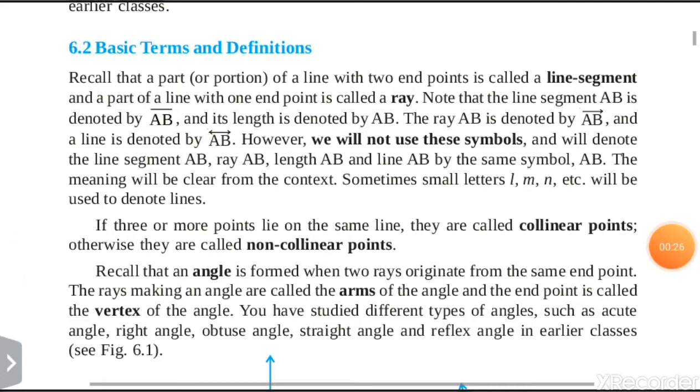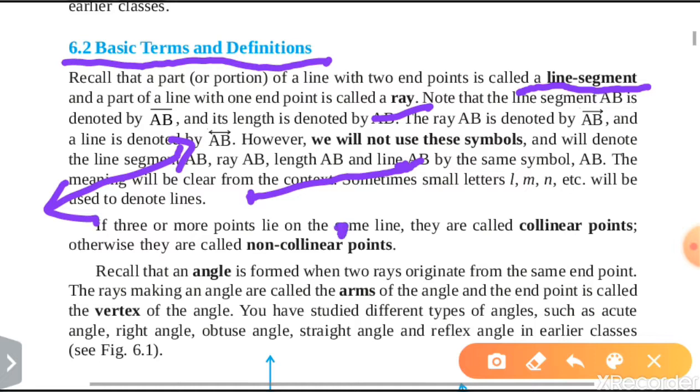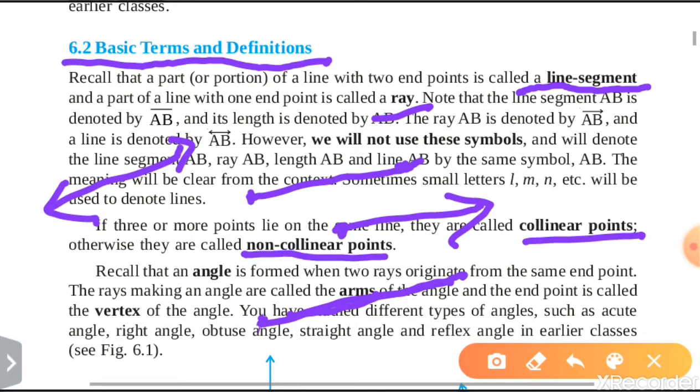These are some basic terms and definitions which we are going to use in this. The line segment, these are the very basic things which you have studied in your previous classes also. A line is endless in both directions. A ray has a fixed point and can be extended in one direction only. Collinear points are points which lie on a single straight line. Non-collinear points are points which do not lie on the same straight line.